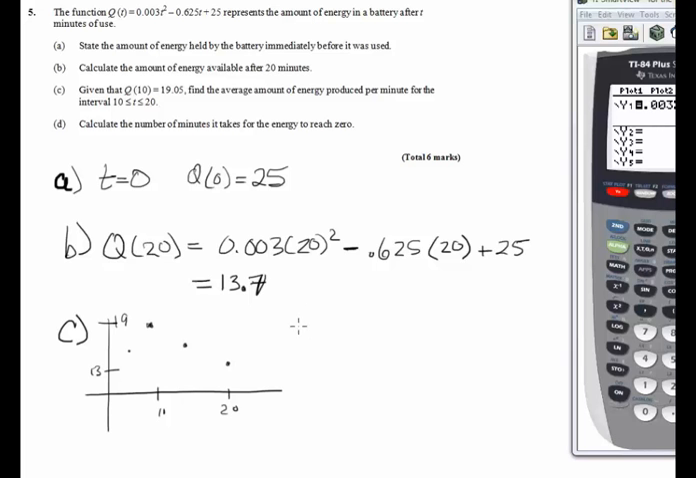So basically it's sort of like the midpoint on the x value. So we need to take our value of y at 20 minutes, and subtract that from at 10 minutes. So 19.05 minus 13.7 over 10.